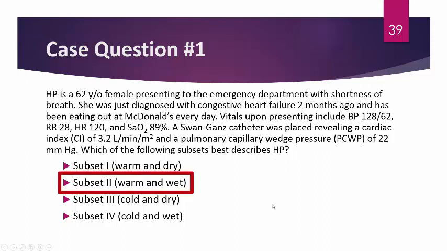The answer here is warm and wet. The reason they are warm and wet is because this patient has a cardiac index of 3.2, which is above our threshold of 2.2. So that means that they are warm, so they are not cold. In regards to their pulmonary capillary wedge pressure, it is 22, which is greater than our threshold of 18, which makes that patient wet. So this patient is essentially subset 2, warm and wet.